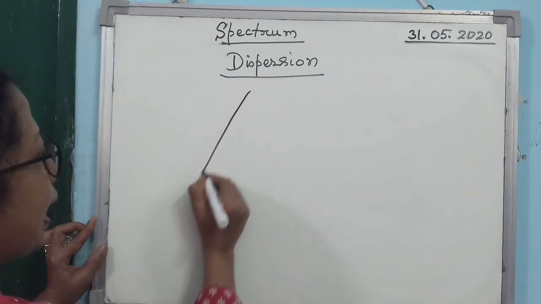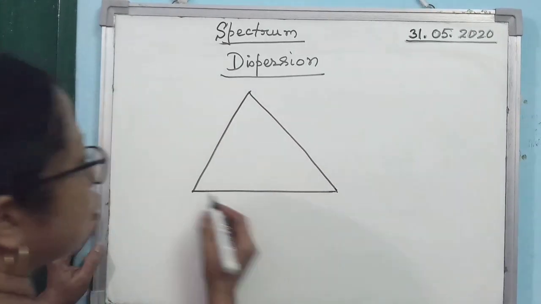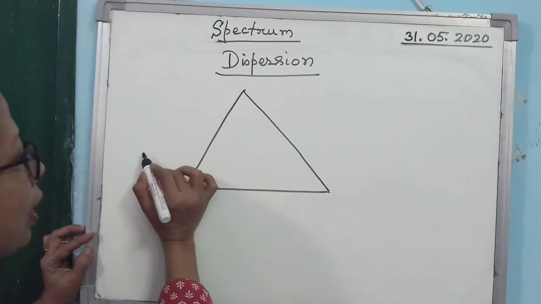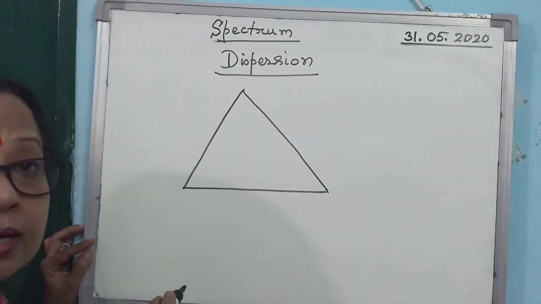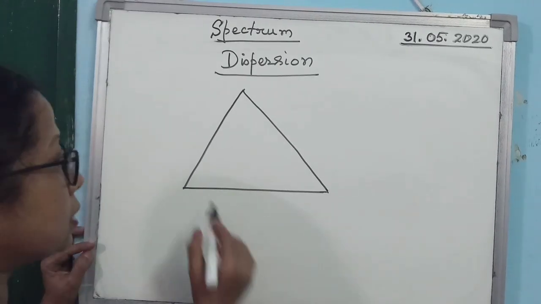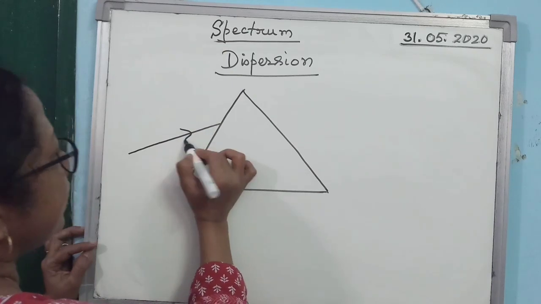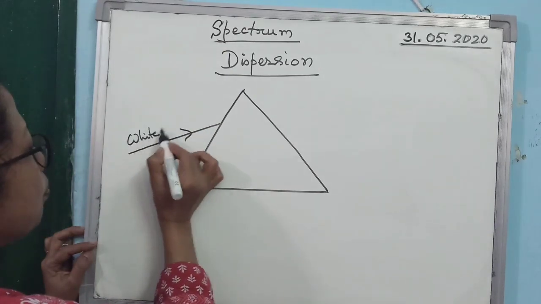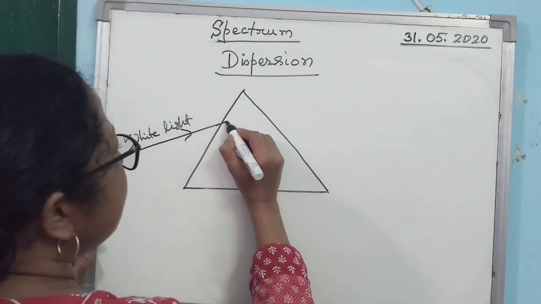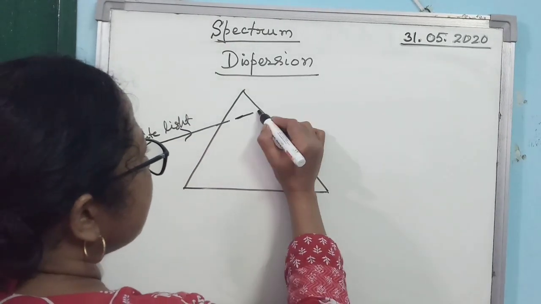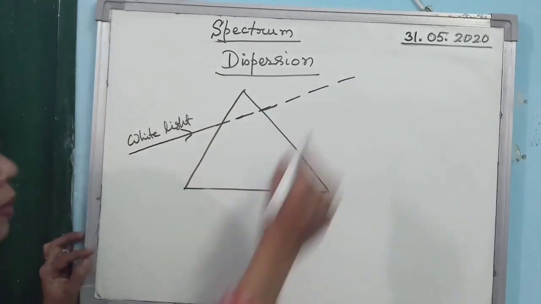So if white light is allowed to fall on a prism, this diagram is also very important, so please follow how I am drawing the diagram. Although I am drawing it by free hand without a scale, when you draw the diagram, use the scale. Let us consider that a white, polychromatic light is falling on the prism. Then holding the scale in the same position, you must draw the original path of the light by a dotted line.